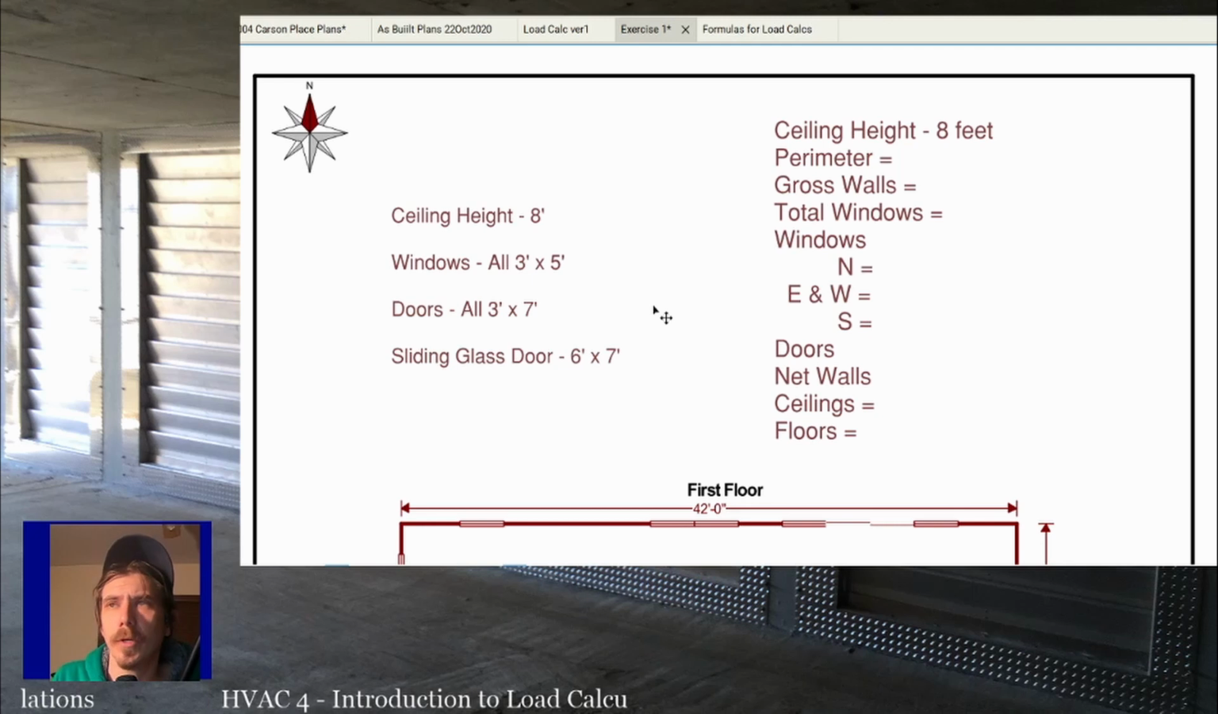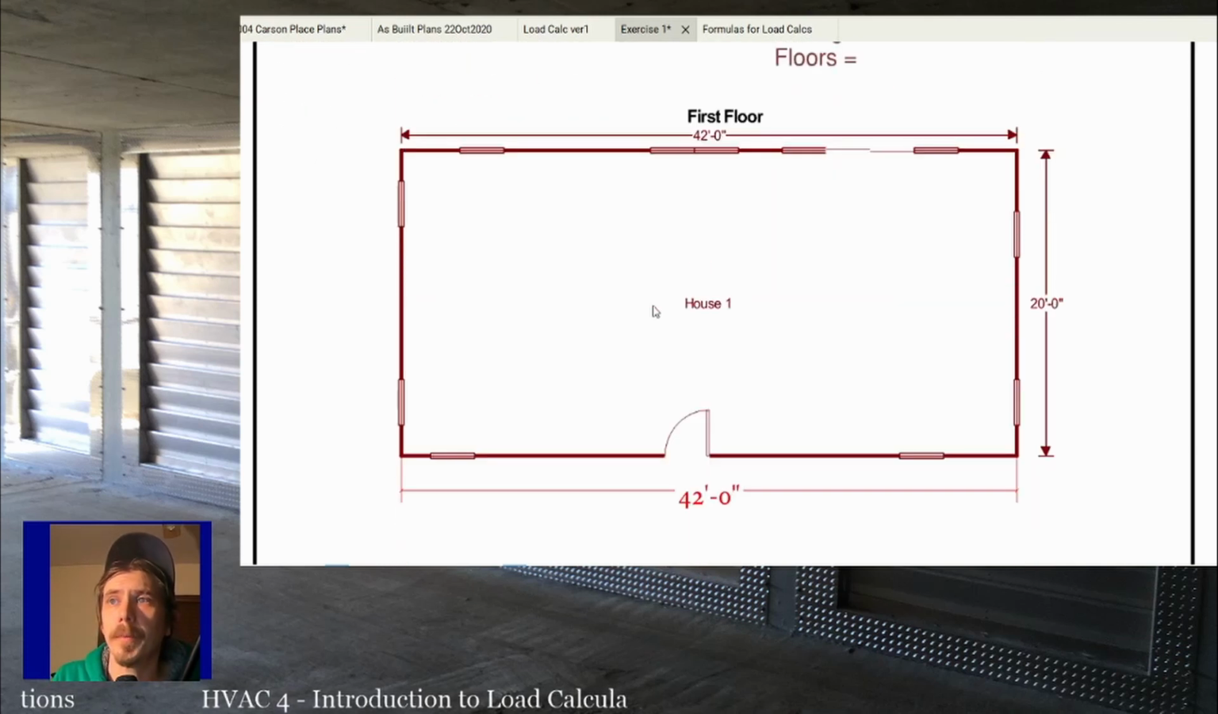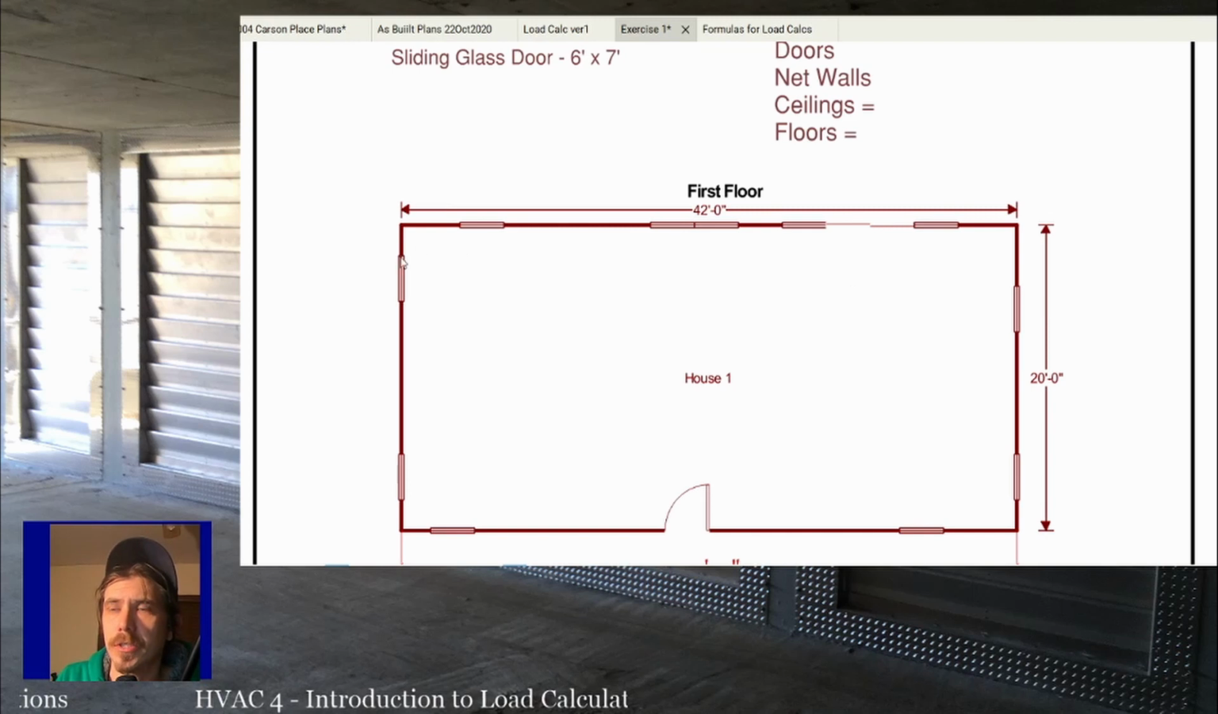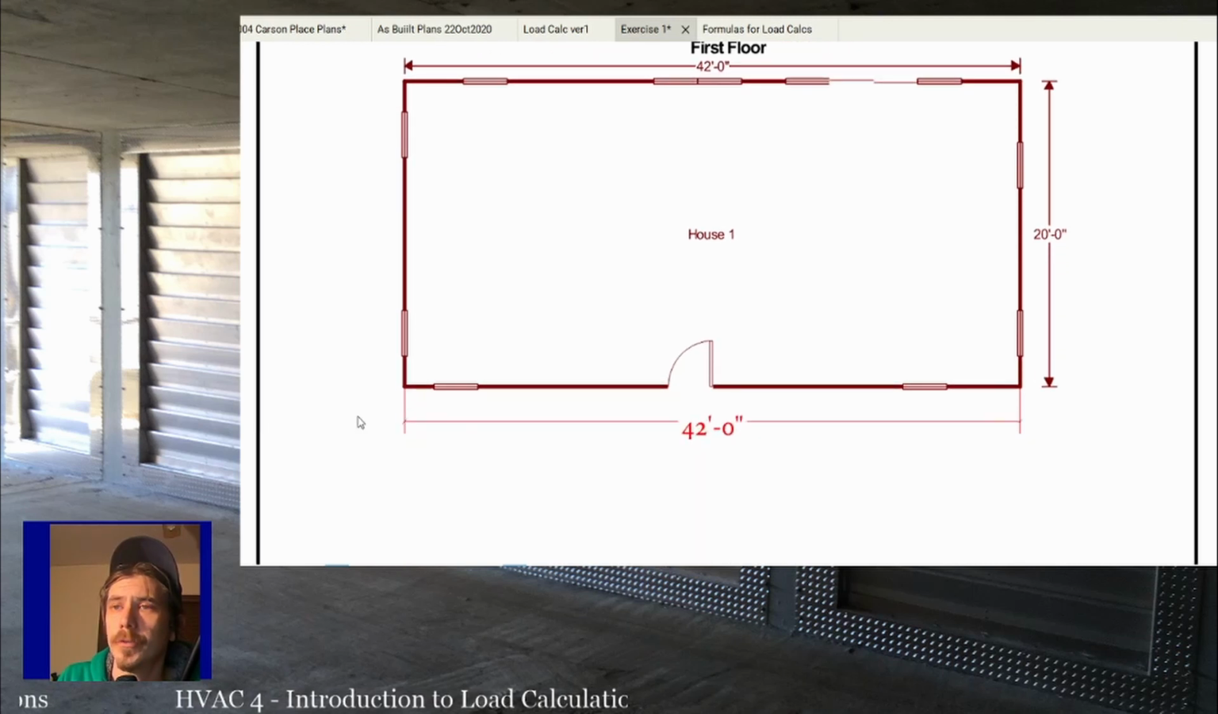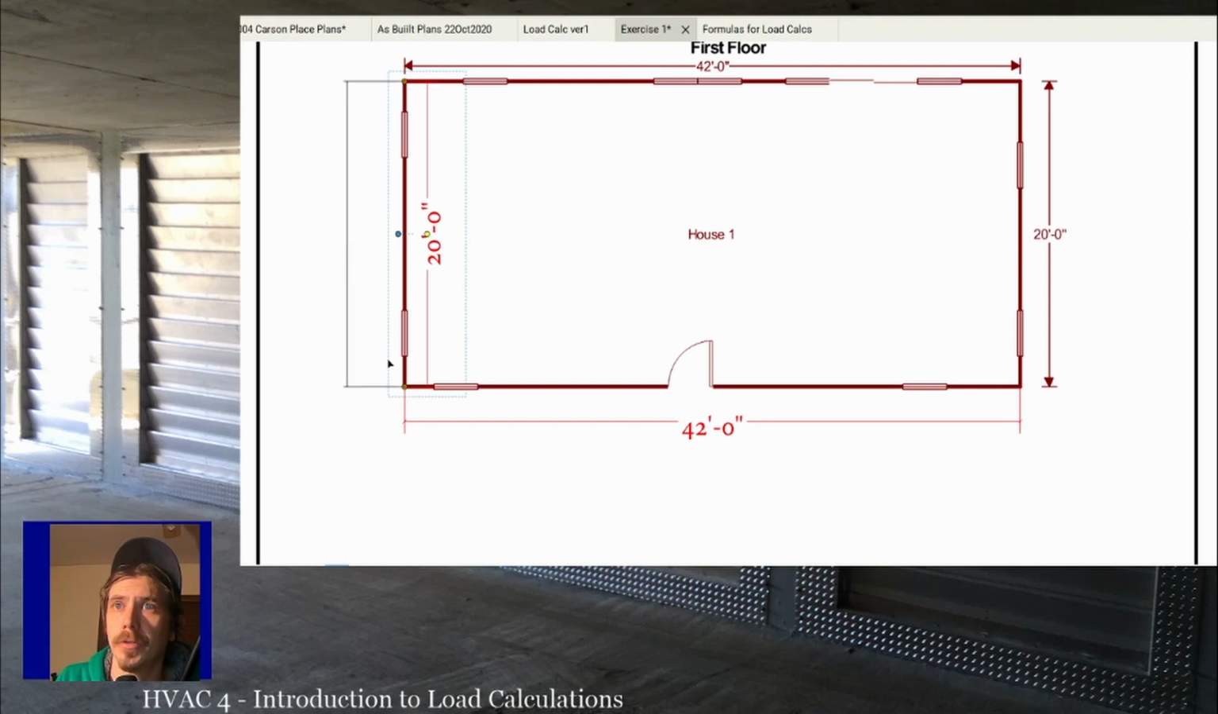All right, so first thing you want to do is note down ceiling height so you have it. Once you've got ceiling height, you're good to go to the next step. The next step is perimeter, right? The perimeter of this house is just a rectangle. So we have 42 feet on this side, 20 feet on this side, 42 feet on this side, and then this side should be 20 feet, because we have a rectangle, so two sides are going to be the same. So to get the perimeter, we're going to say 42 plus 20 plus 42 plus 20.